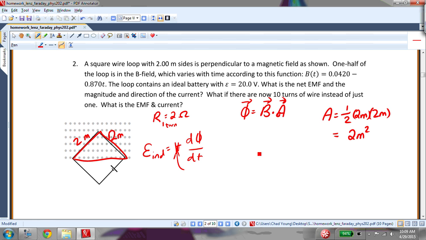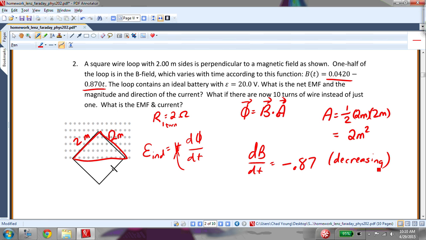Now I also need to find out what my magnetic field is and how it's changing with time. Here my B of t is this function, 0.042 minus 0.87t. If I take the derivative of that, I'm just going to get minus 0.87. So the magnetic field is changing at a constant rate equal to negative 0.87. Notice here that the magnetic field is actually decreasing, which will be an important fact later when we actually find the direction.